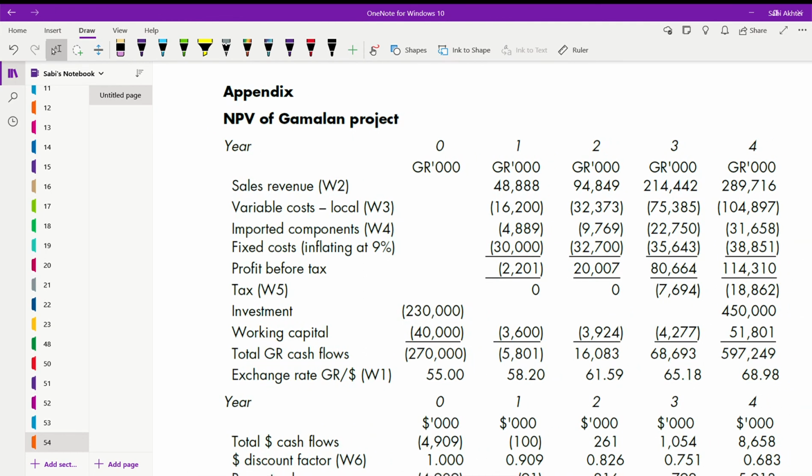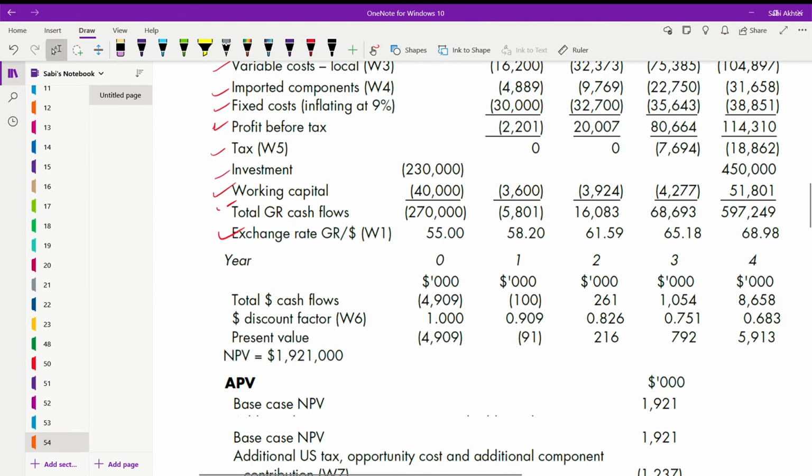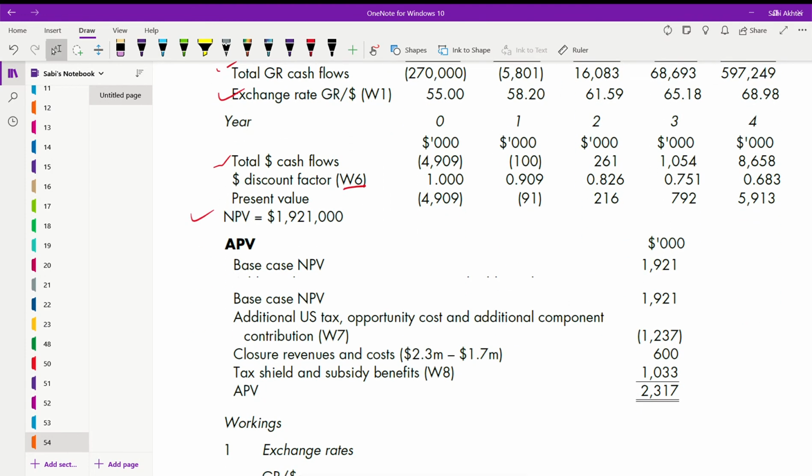You have been given the currency starting from year 0: sales revenue, deduct variable cost, imported component, fixed cost. Then you get profit before tax. On that you pay tax, investment, working capital, cash flow, use exchange rate, convert it. So all these are similar to you. By now you're familiar. Use exchange rate, present value, working is there. Then find the net present value. Now you have to find adjusted present value also in this question. So this is your base case net present value.